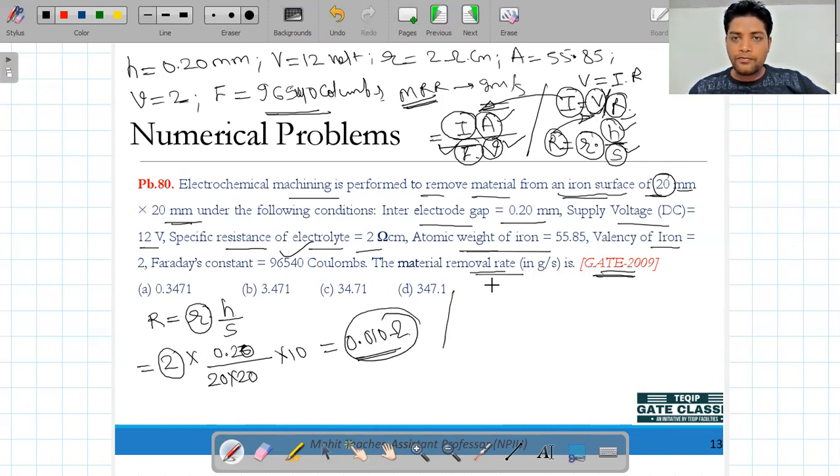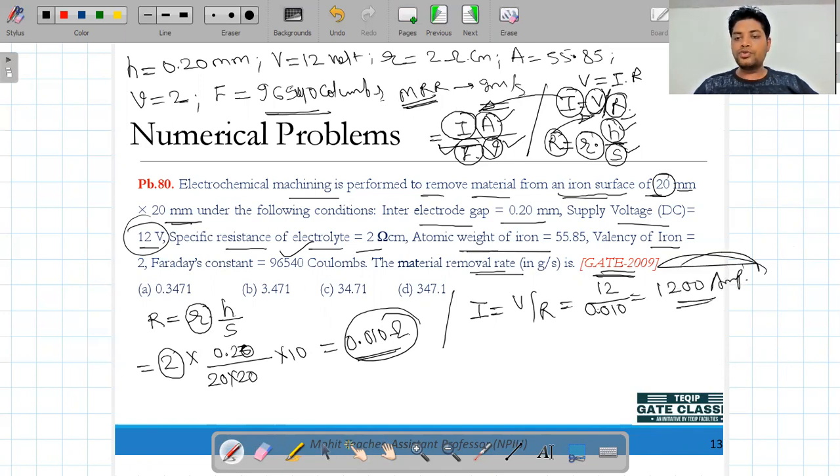So now from here you can get the value of I, so that will be equal to V by R. So what is the value of V? That is supply voltage, 12 volts. So this is 12 upon 0.010. So when you calculate this value, this will be equal to 1200 ampere. Okay, because the range that we have to keep in mind, the current range is 500 to 40,000 ampere. So here we are using 1200 ampere. ठीक है, please ध्यान रखिएगा.